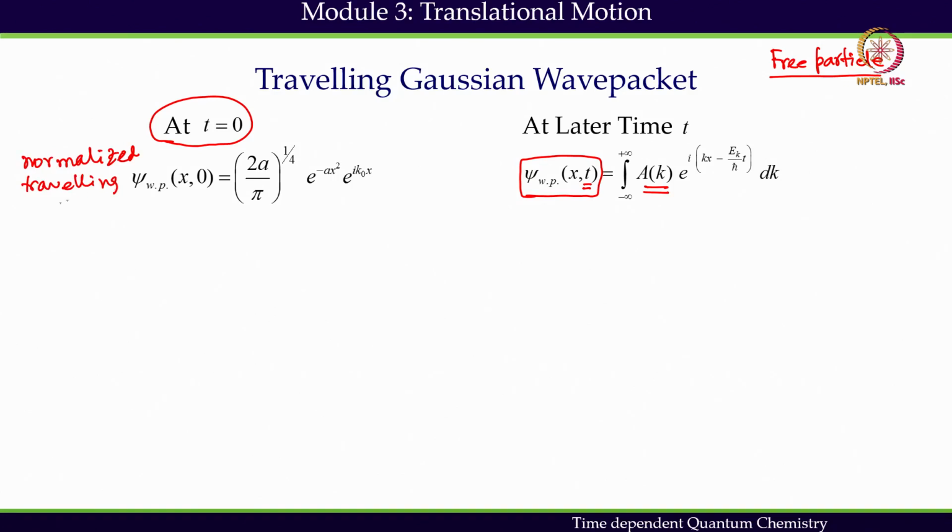traveling Gaussian. This part is the Gaussian function and it is traveling. This part is contributing to this movement, and we have seen that this is the envelope function and this is the carrier wave of the wave packet.